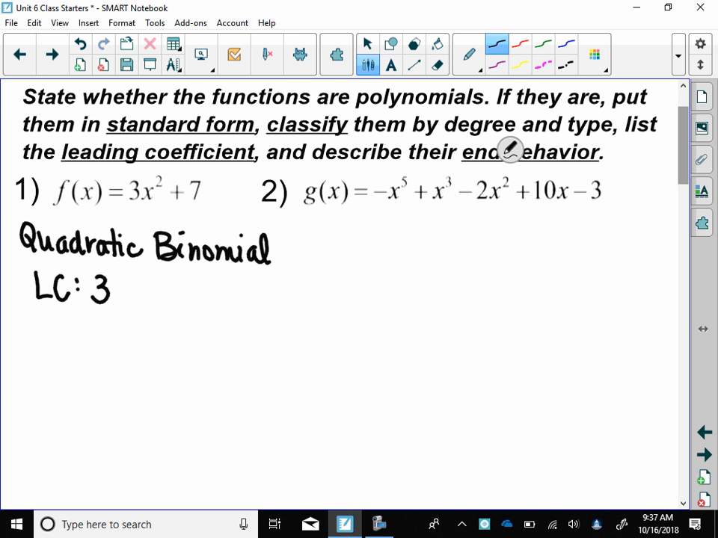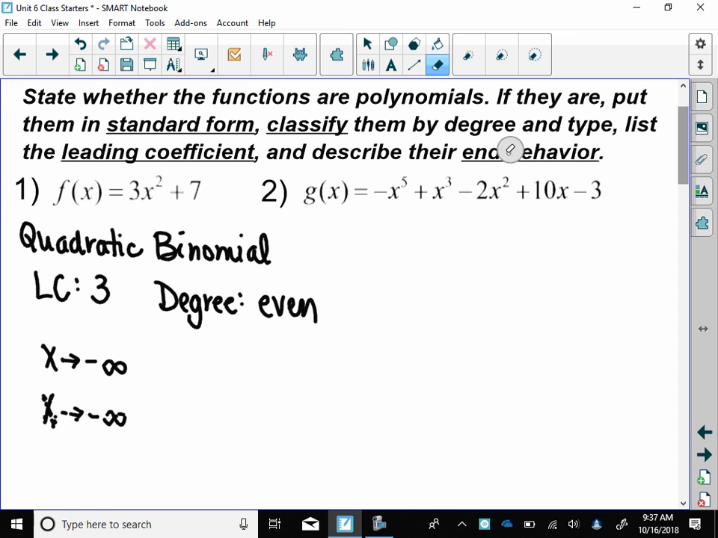And because the degree is even, how do you know the degree? The biggest exponent. So the biggest exponent is 2. So the degree is even and the leading coefficient is positive, then we can describe the end behavior. And remember, when we're describing the end behavior, what we're doing is we're going to determine what's happening in the function as x approaches positive and negative infinity.